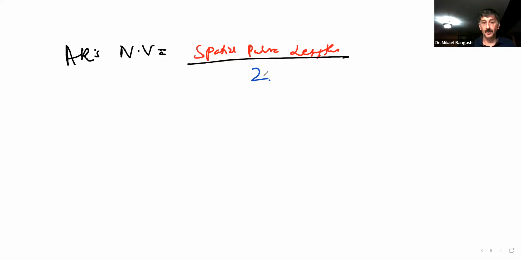Where we can say we had a pulse with a great pulse length, or a long pulse. Let's say this pulse here was 8 millimeters long. Well, the numerical value for this 8 millimeter pulse, or the axial resolution for this pulse, will be 8 divided by 2, which would be 4 millimeters.